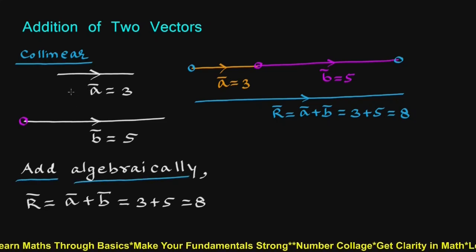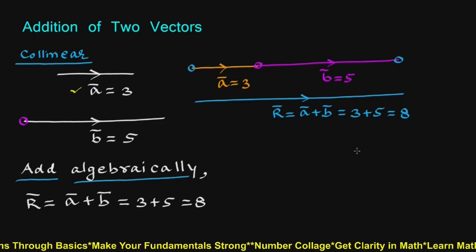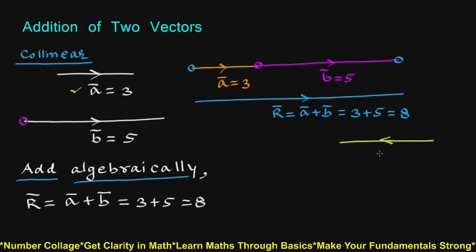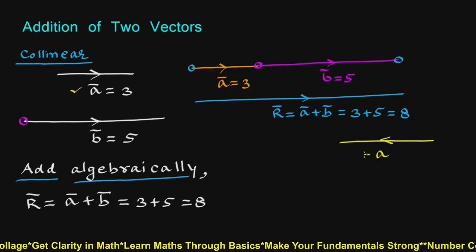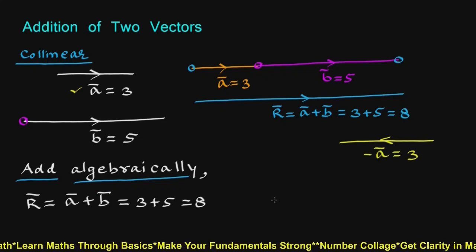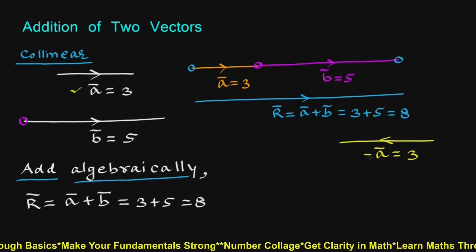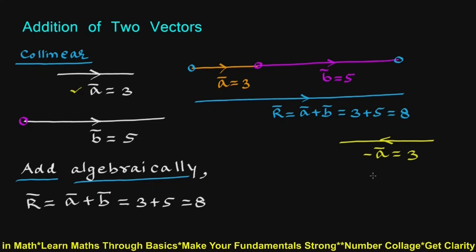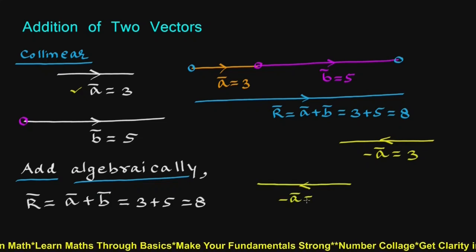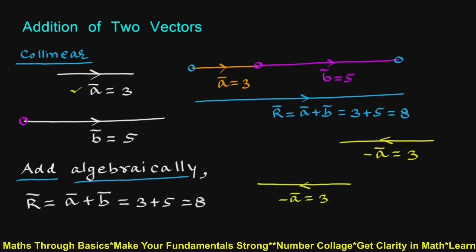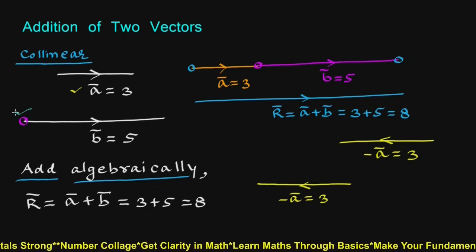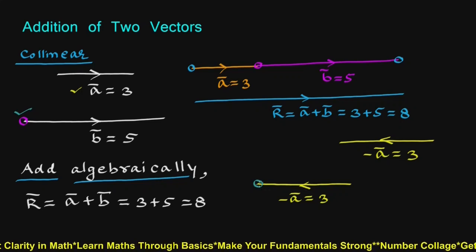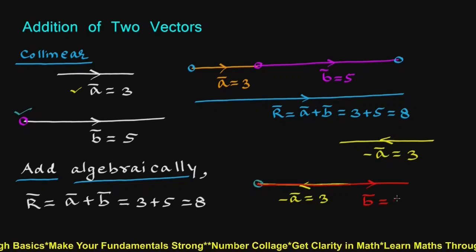Now, the negative of vector A bar will be minus A bar, which we draw like this with opposite direction. So this is minus A bar, 3 units, and if we decide to add this minus A bar with B bar, then we first have to draw minus A bar 3 units long, and after that we have to keep the initial point of B bar on the terminal point of minus A bar and draw B bar 5 units.